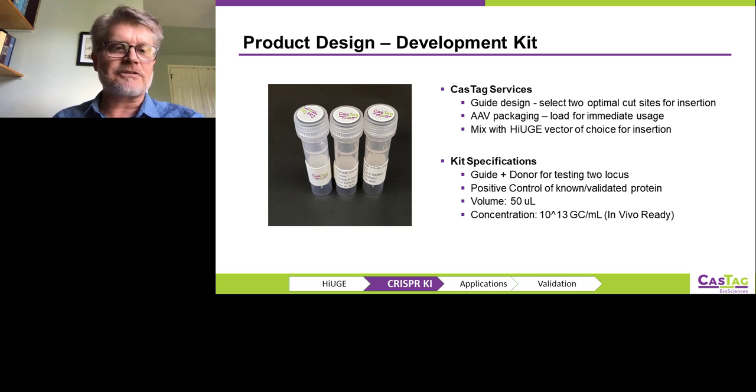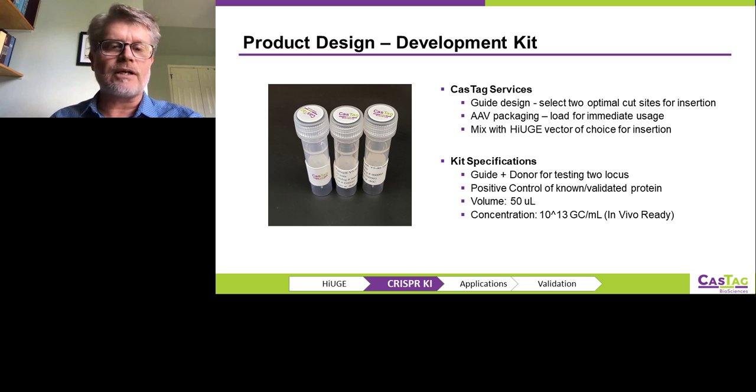So here's what the kits actually look like. I just covered the services that we include. That's the guide design and selection, the AAV packaging. These are pre-mixed for you so that all you have to do is take it out of these tubes and sprinkle it onto your cells or inject it into your tissue. Each kit comes with a guide RNA. It actually has 2 different guide RNAs that's pre-mixed with your donor of interest.